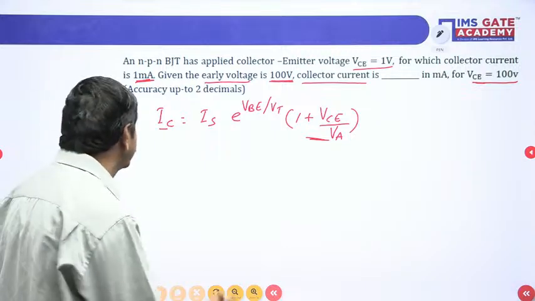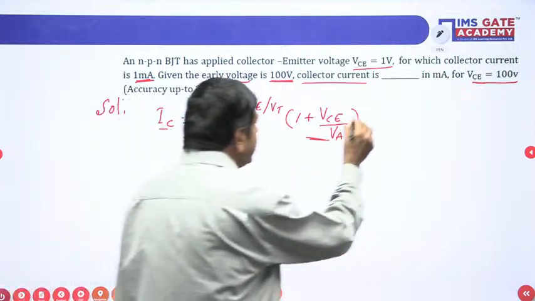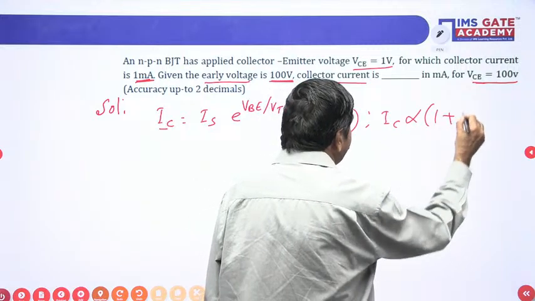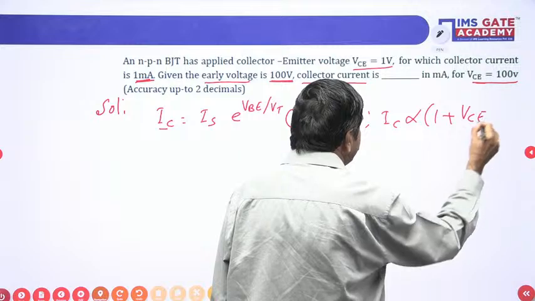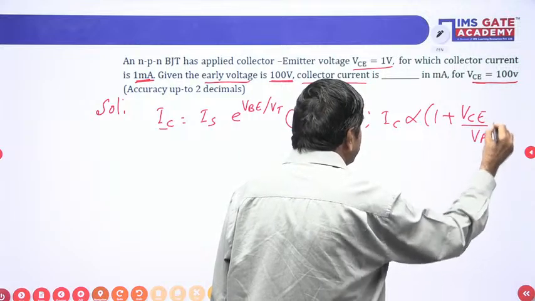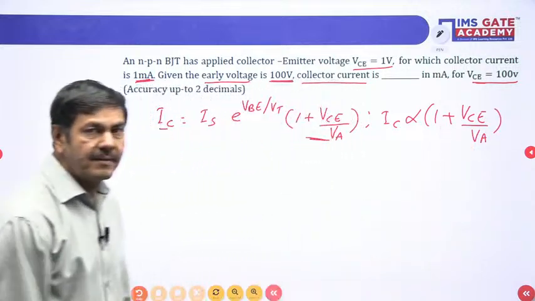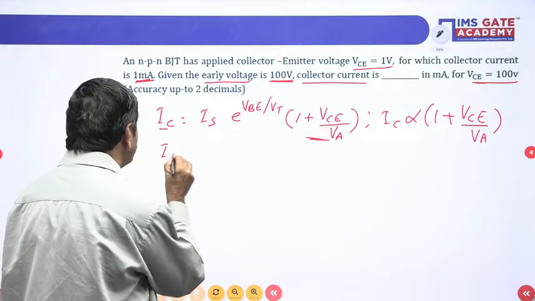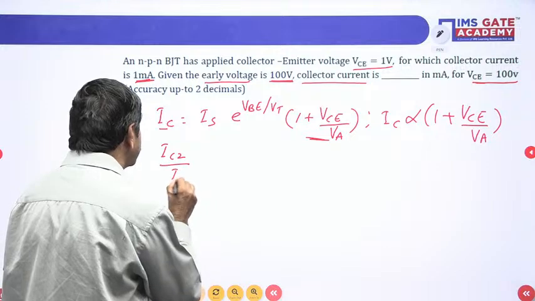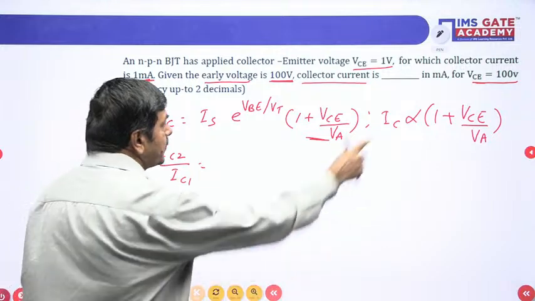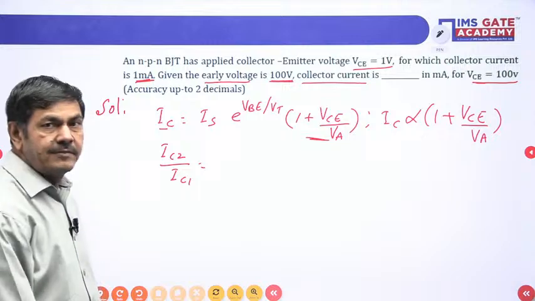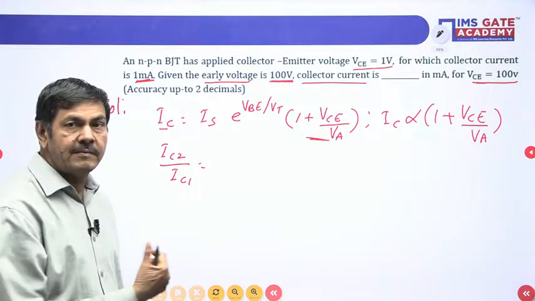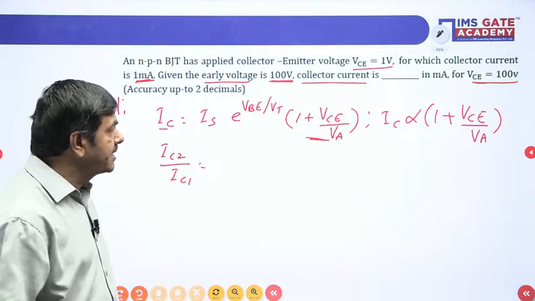So I wish to take here now IC is directly proportional to 1 plus VCE by VA. Early voltage is constant here. But my aim is to find IC2. I can write IC2 by IC1 like this. The proportionality constant will be cancelled if you are dividing IC2 by IC1, whenever you have taken, it is cancelled.